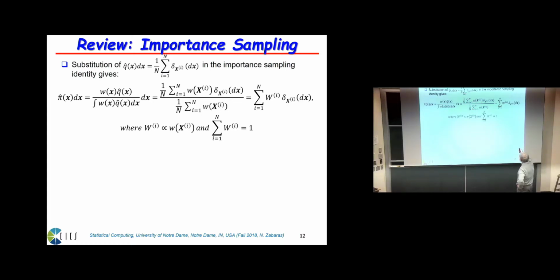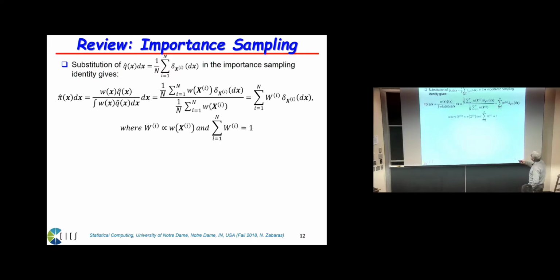I noticed this morning I was looking at a few slides and there were some mistakes. I tried to correct them. In reality, things should not make a big difference because capital W is proportional to little w, but in some of the equations there is a missing factor because I did not account for the difference between little w and capital W. Anyways, capital W, the normalized weights.